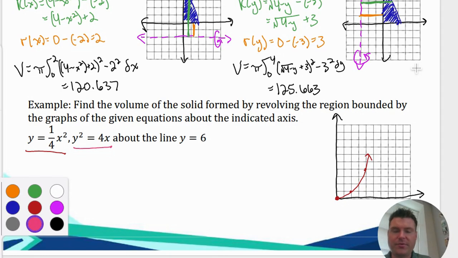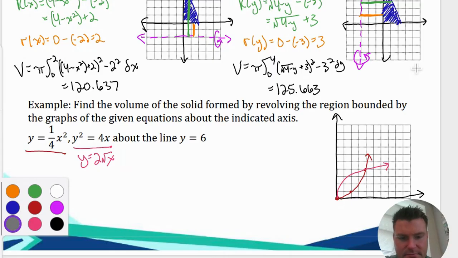Y squared equals 4x. This is the same thing, by the way, as y equals, if I square root the 4 and the x, I'll get 2 root x. So we're actually going to intersect at 0, 0, and 4, 4. So it looks something like this. Okay, there's my object. I'll shade that in gray.